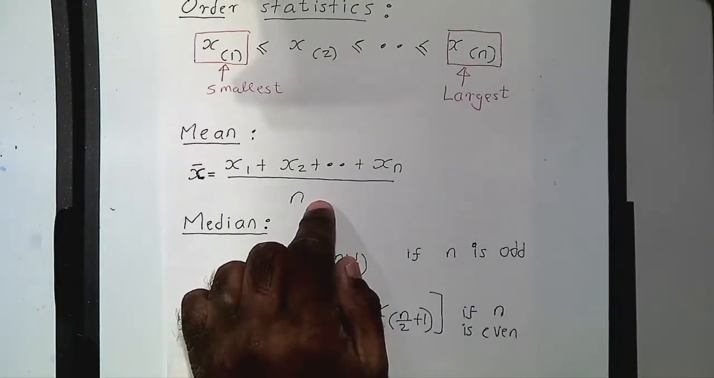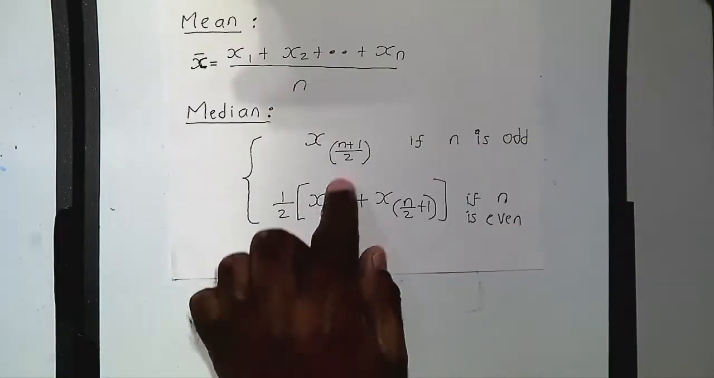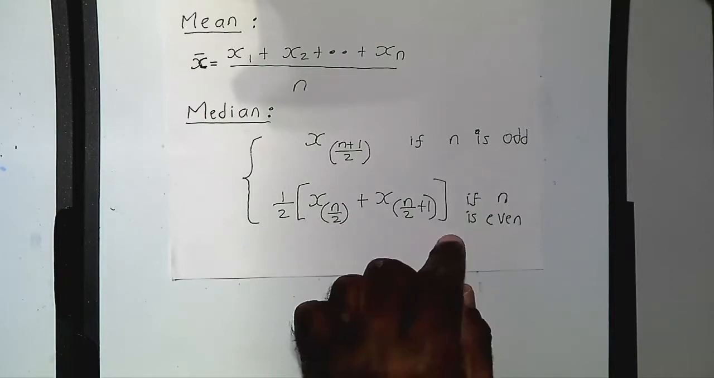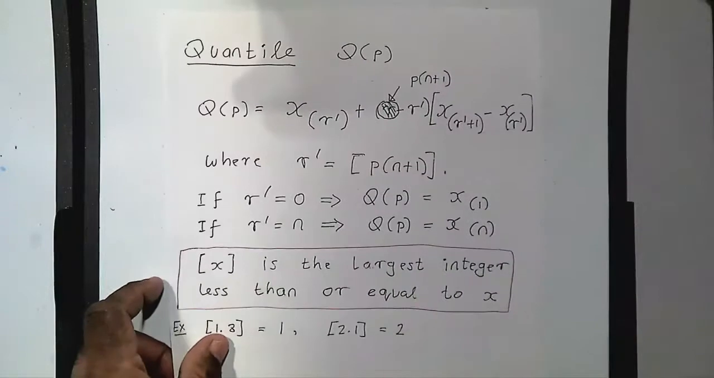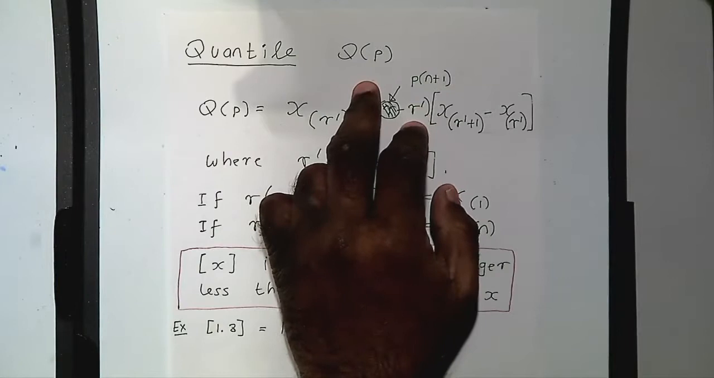I'm sure all of you know what a mean is. And then I talked about the median, which is defined differently depending on whether the sample size is an odd number or an even number. Then I talked about quantiles. A quantile is denoted by Q of P, and P is a number between 0 and 1. For example, when P is half, Q of half is the same as the median.